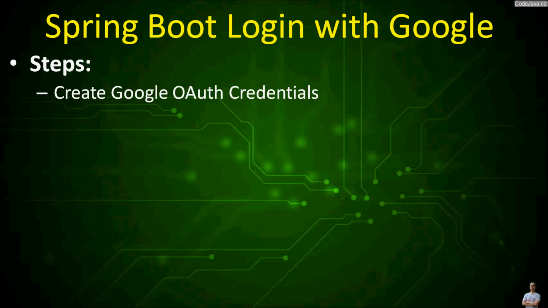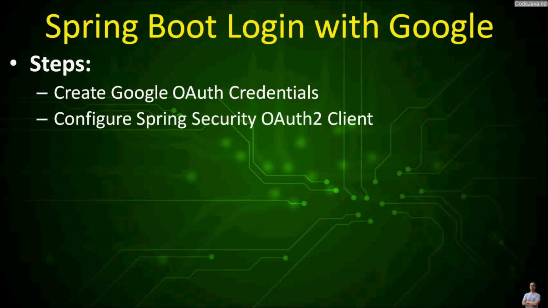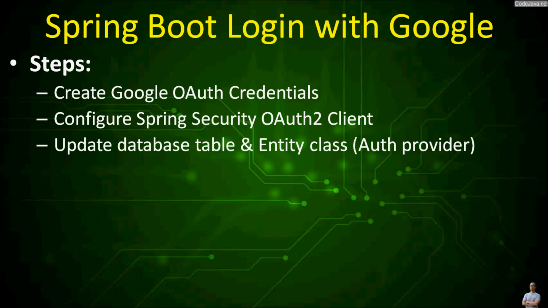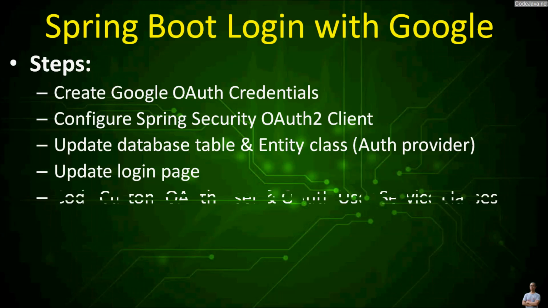First, we need to create Google OAuth credentials to be used in the application. And then we need to configure the Spring Security OAuth2 client dependency. And then we need to update the database table and entity class to add a new column that stores the information about the authentication provider. And then we need to update the login page that allows the user to choose to log in using their Google account.